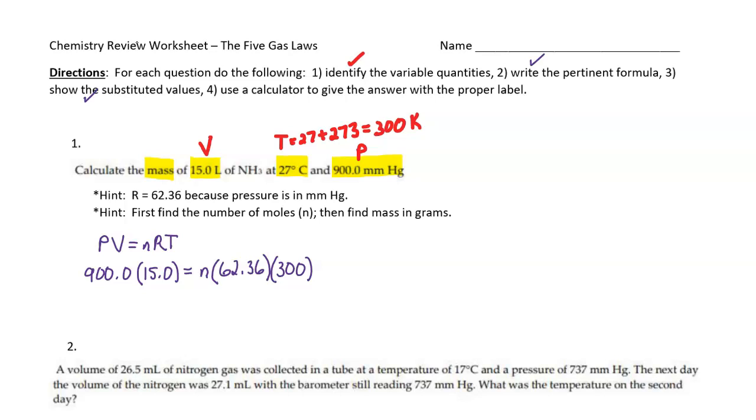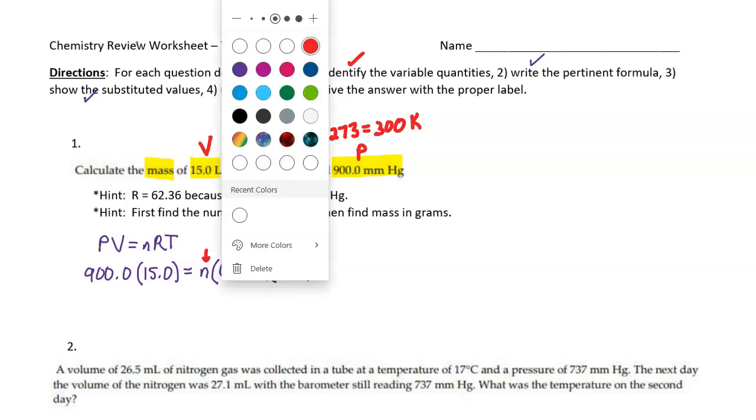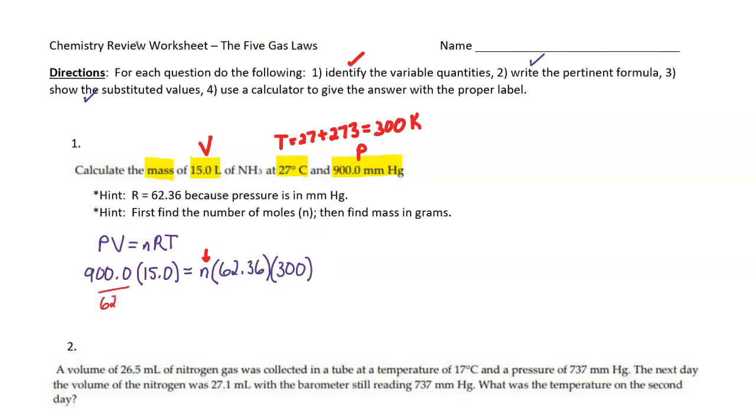Now step 4 is use the calculator to give the answer with the proper label. Here's where your algebra skills need to kick in. You need to make decisions. How will you get the variable alone on the side of the equals where you see the variable? Our variable is the n. We want to get that alone. We need to remove the 62.36 and remove the 300. Both of those numbers are being multiplied to the n, so they are removed using division. Divide by the 62.36 and divide by the 300.